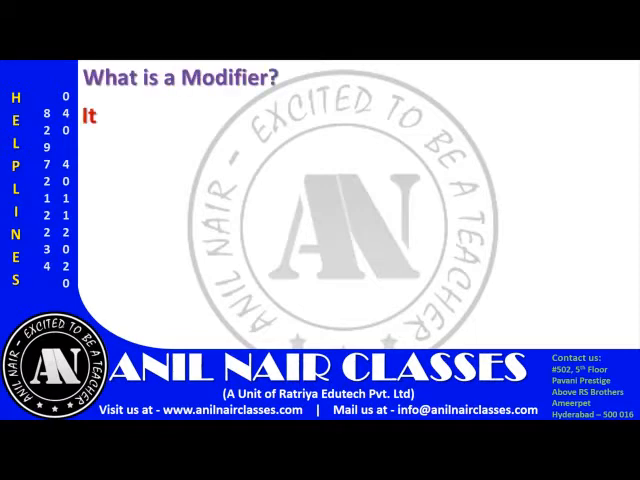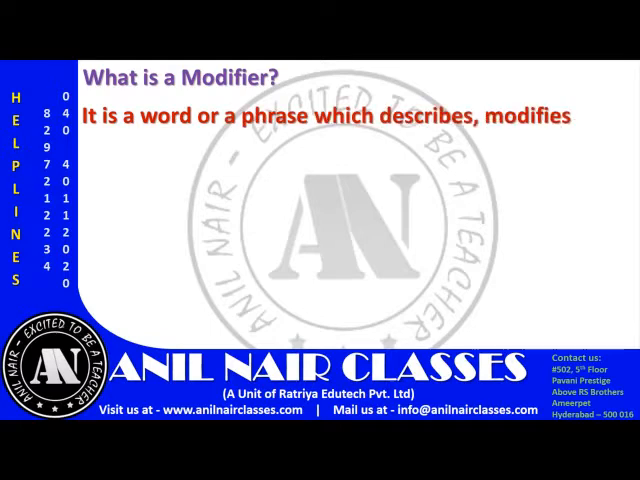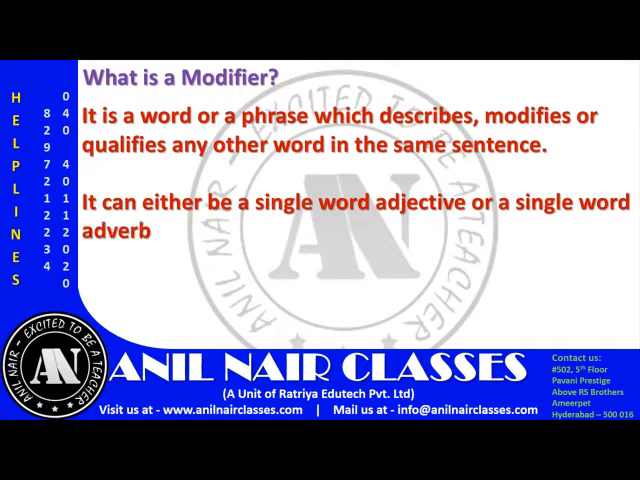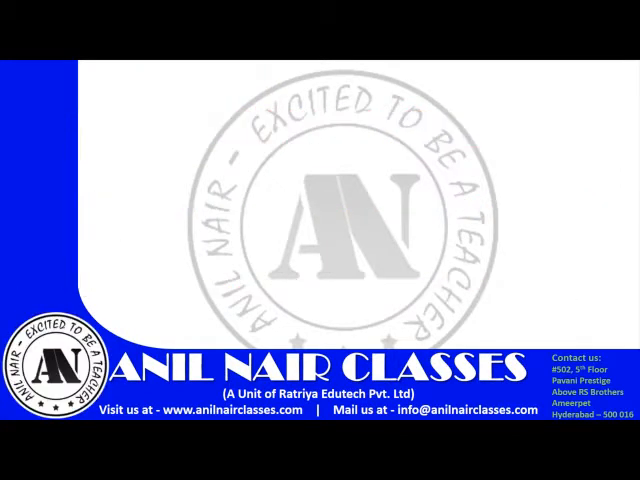A modifier is a word or a phrase which describes, modifies, or qualifies any other word in the same sentence. It can either be a single word adjective or a single word adverb, or it can be an adjectival phrase or an adverbial phrase. That is anything that modifies something else in a sentence. Now, these modifiers can be erroneous in three ways.